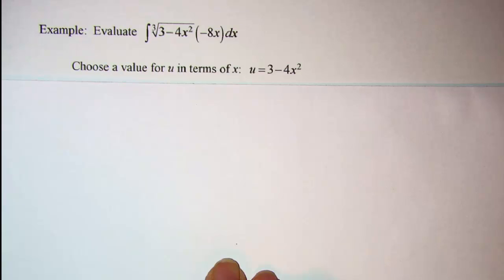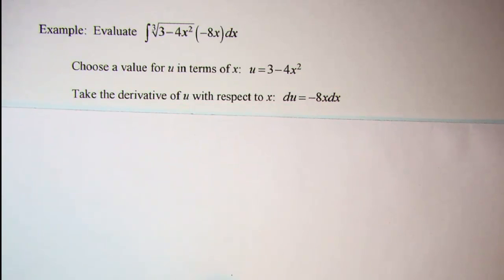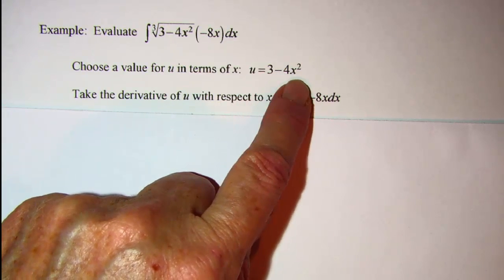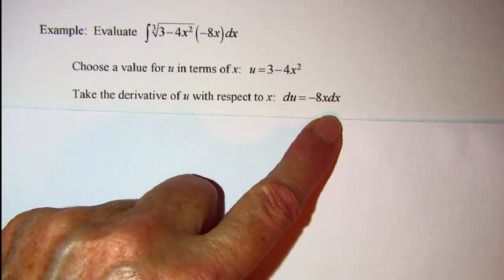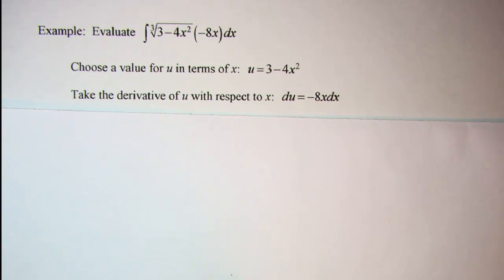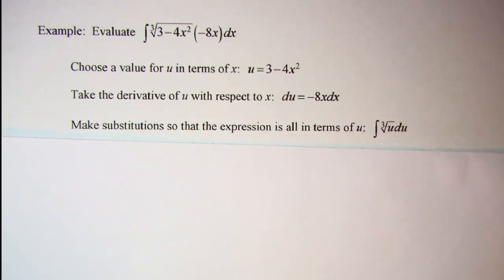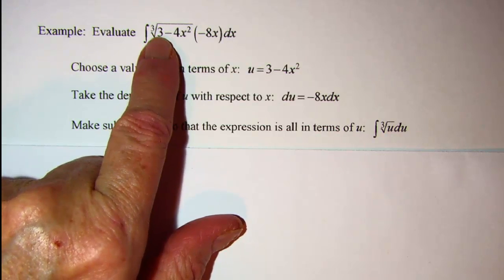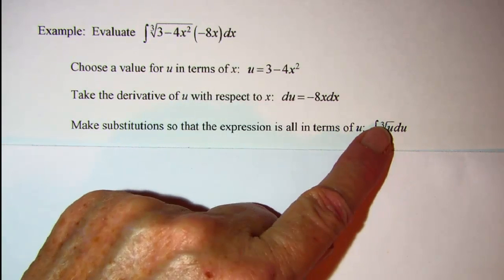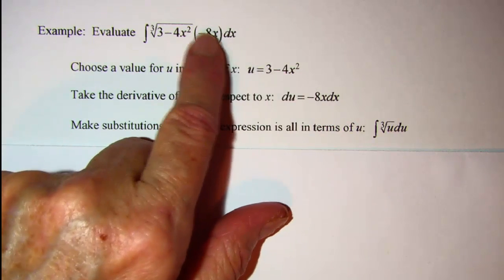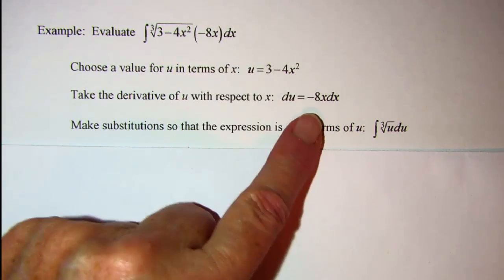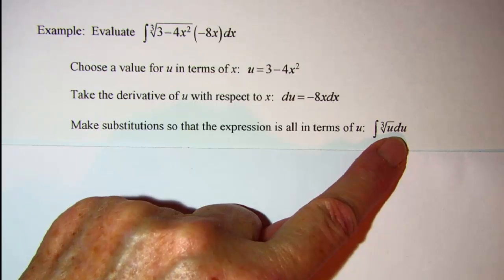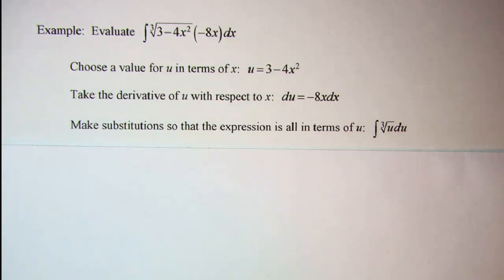Our next step is to take a derivative of that. So we have du is equal to a negative 8x dx. And then we're going to make substitutions into our problem. So we have the integral of the cube root of u. So we'll write that there. And then this negative 8x dx, we can take that out and put in a du in its place. So this now is our problem.